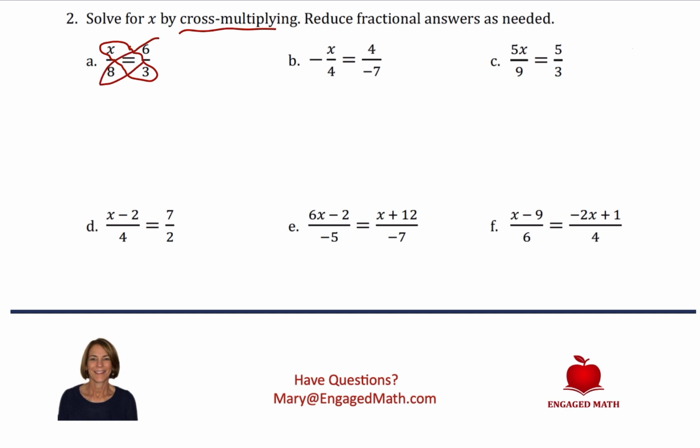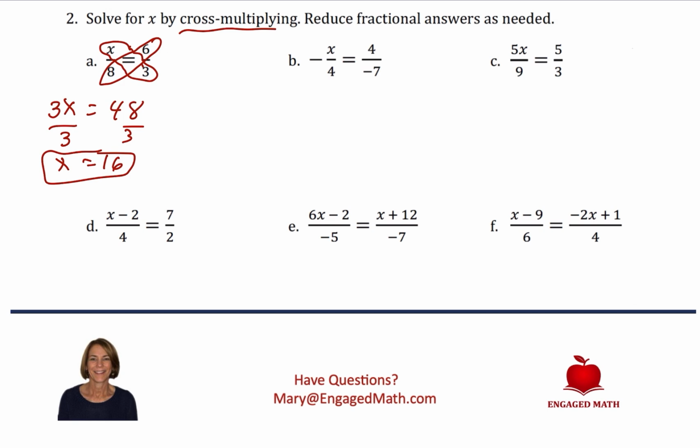I'm going to draw these little butterfly wings for right now just to show you what we're doing. So the 3 times the x gets multiplied together. So the one wing is this times this, the 3 and the x. They get multiplied together and give us 3x. Then the 6 times the 8 gives us 48. So we divide both sides by 3. And just like that, we get x equals 16 as our final answer.